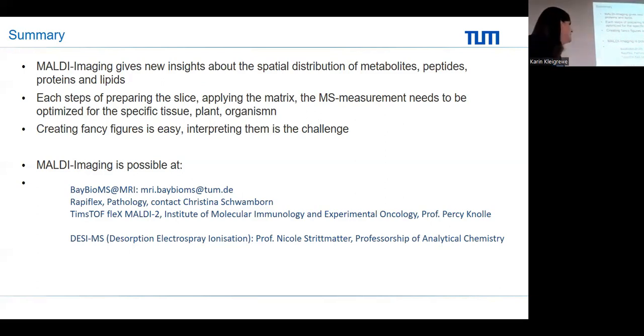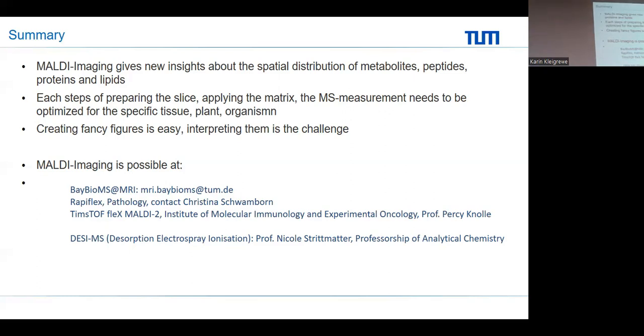So how is MALDI imaging possible at TUM? The BayBioMS at Klinikum rechts der Isar MRI has a RapidFlex, which is going into tumor tissue typing, and they also have the timsTOF Flex here. We still have the image prep system here, so I think it might be possible to get access to that. And then we have a new professor here, Strittmatter, who will also give a talk today about DESI.